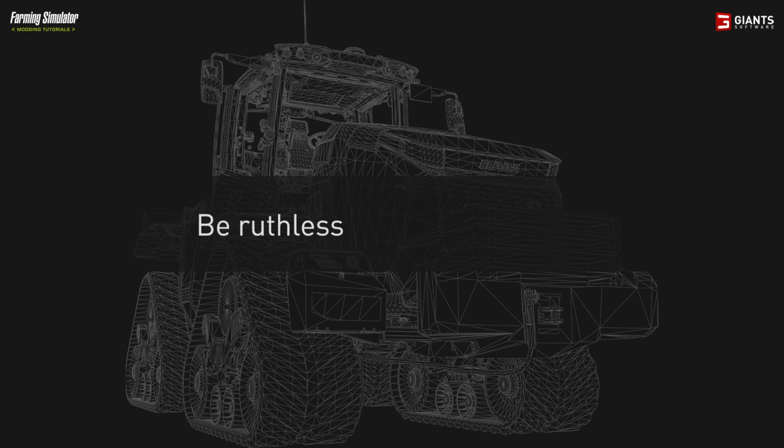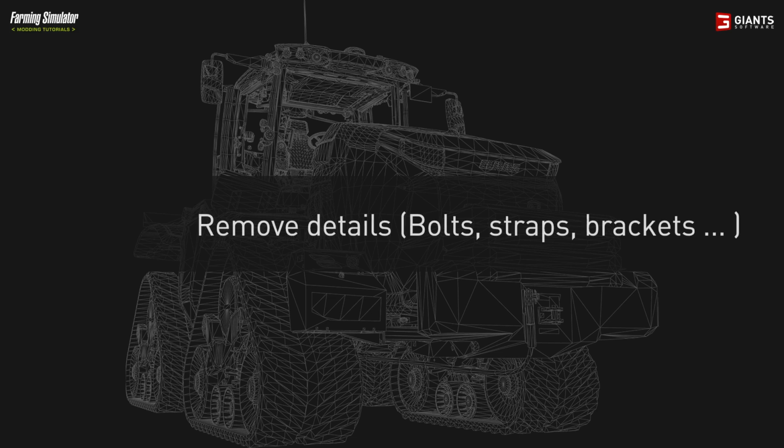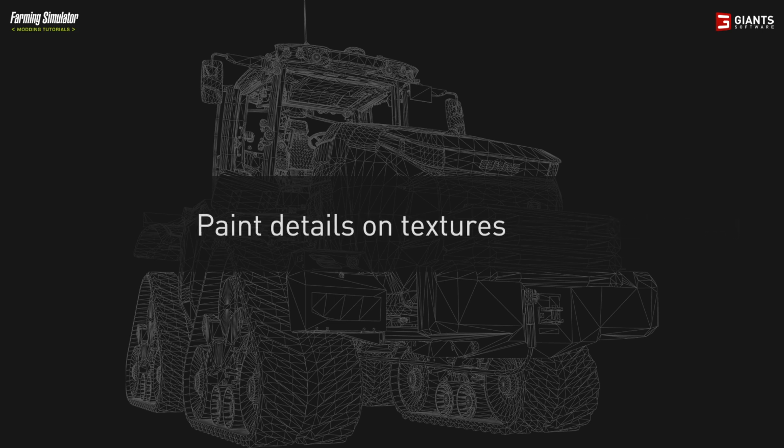Be ruthless in removing anything that doesn't affect the overall silhouette of the part. Remove small detailed pieces like bolts, straps, and brackets, which can significantly reduce your model's vertex count. Update textures to paint in small parts, giving the illusion they're still there. Focus on removing parts at the bottom of the vehicle, as they're rarely visible from a distance. Don't worry about floating parts. If a bracket's removal leaves something floating, it might be fine and unnoticeable from a distance.